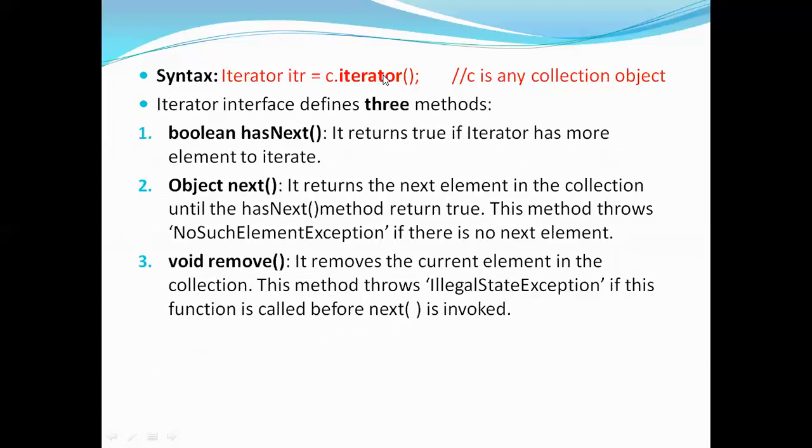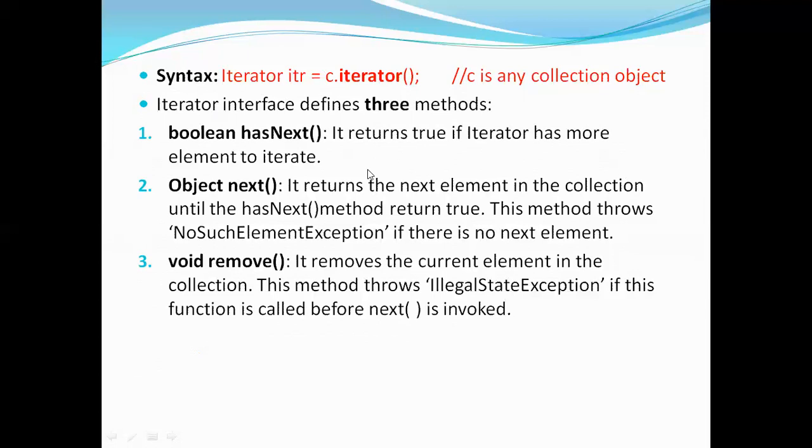Now let's see the methods of this iterator. We have three methods here. hasNext, again this is a boolean. Boolean means it will tell you whether it has a next element or not. If it doesn't have, it will return false; if it has, it returns true. So it returns true if the iterator has more elements to iterate.